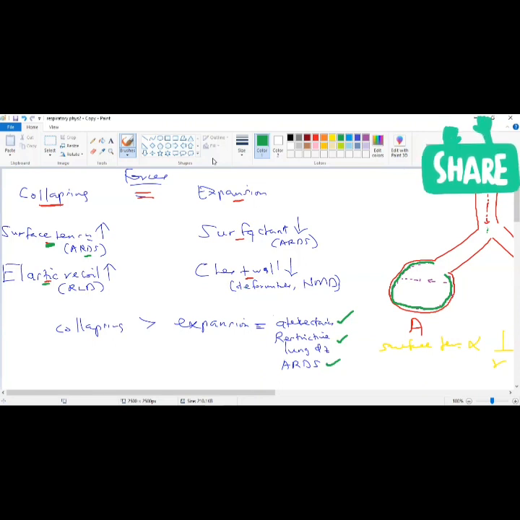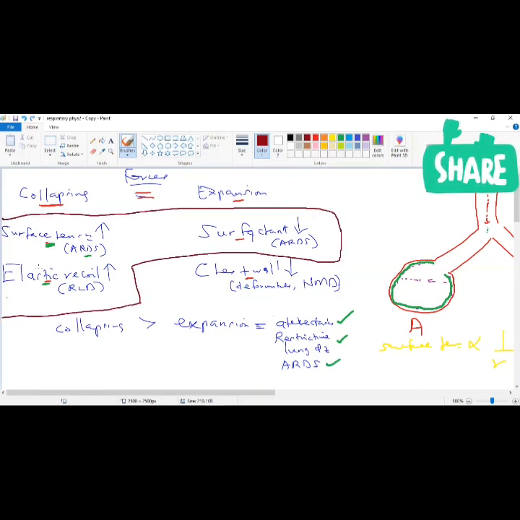When we get to pathology, when we talk about restrictive lung disease, we're going to divide them further into parenchymal and non-parenchymal. Basically, surfactant, surface tension, and elastic recoil are properties of the lung itself. But the chest wall and respiratory muscles are not. They are extraparenchymal. They're outside the lung. So parenchymal and extraparenchymal.